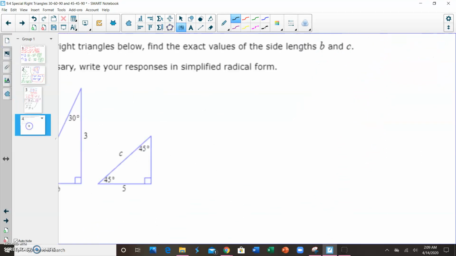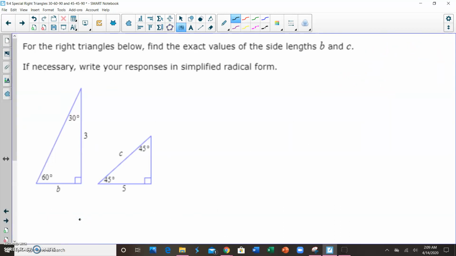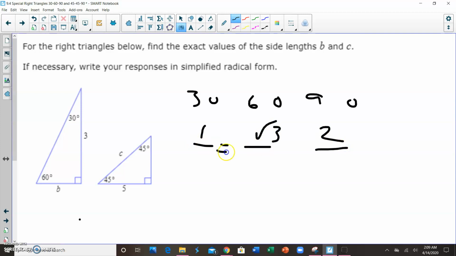All right, we're getting short on time, so I'm going to hustle up. So we're going to do the 30, 60, 90 here. With the 30, 60, 90, we have 1, root 3, 2. You always set it up that way. So then across from the 30 is B, and across from the 60 is 3. This is the hypotenuse. I don't ask for that, so don't worry about it.